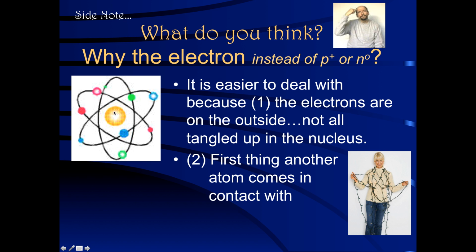And so because they're not tangled up in that nucleus, they're on the outside, they're flying around, it's easier for another atom to do something with these electrons than with the stuff inside the nucleus. So that's why the electron is so important.